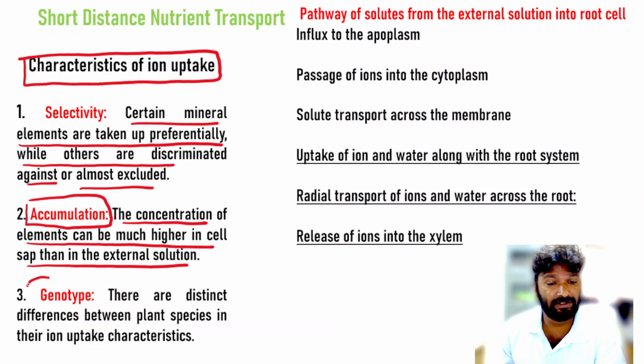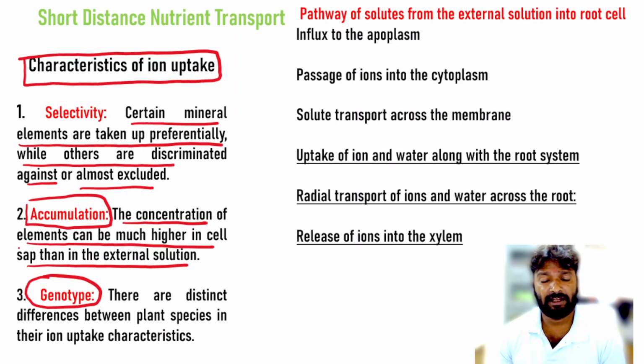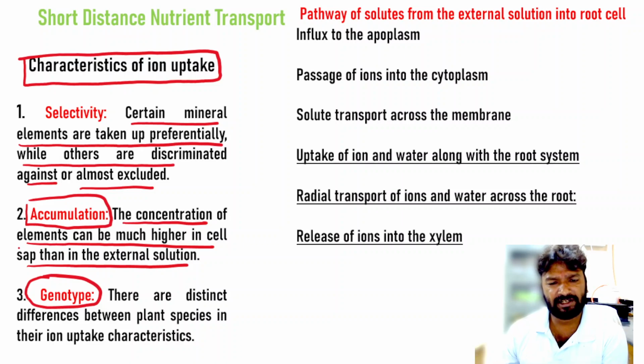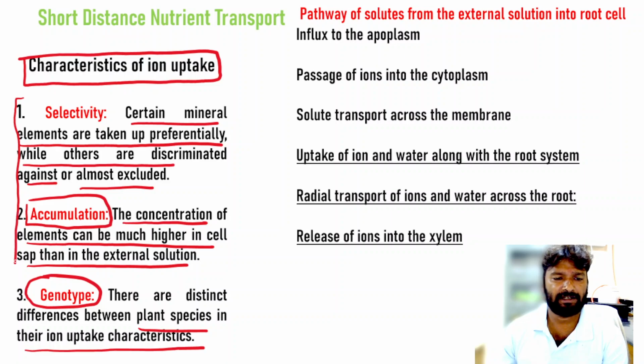The third point is genotypes. Friends, there are a number of species among crop plants and other plants. They have different or distinct root systems, and their requirements for nutrients also vary. So there are distinct differences between plant species in their ion uptake characteristics. So these three are the important points for the characteristics of ion uptake.